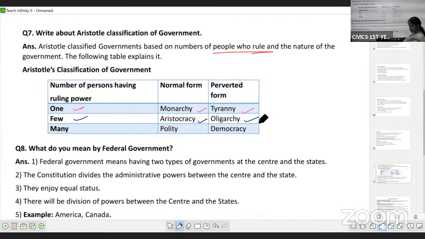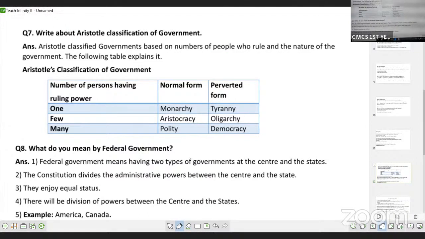Okay. Next, when you have many rulers, when the power is with many people, and the elected representatives in the government work for the welfare of the people, then we call it polity. But if the same representatives become selfish and are not bothered about the welfare of the people, we call it democracy. On the basis of the number of people ruling, Aristotle has done the classification of the government.